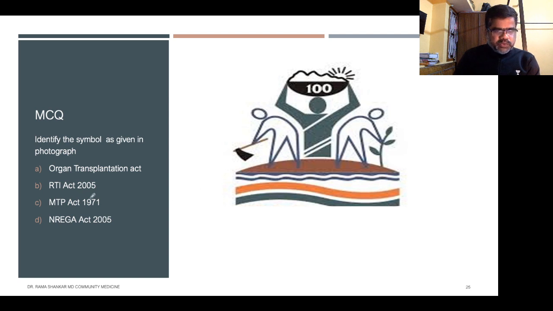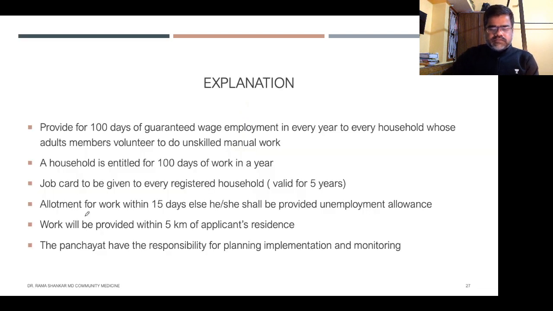So if you see this question, it is not the Organ Transplantation Act. Definitely it's not the RTI Act or MTP Act. If you see the picture also, the persons are working, plantation is going on, they are digging the ground, and the labor is working here. So this is something related to work. If it is something related to work, it cannot be organ transplant. Even if you don't know NAREGA, MANREGA, whatever, you cannot answer Organ Transplantation Act. RTI Act, you cannot answer. MTP, medical termination of pregnancy, how is it related to that? So the answer becomes NAREGA. Okay, good. So that is NAREGA.